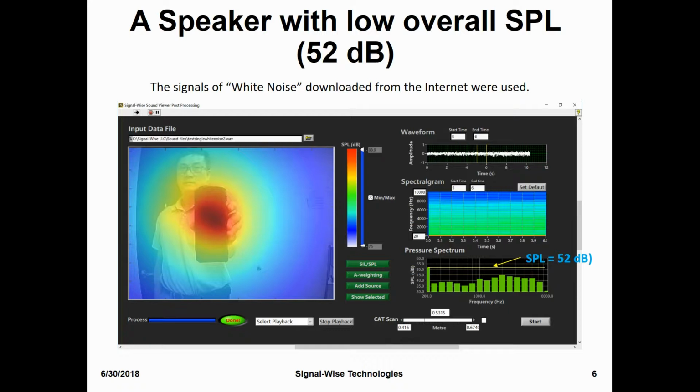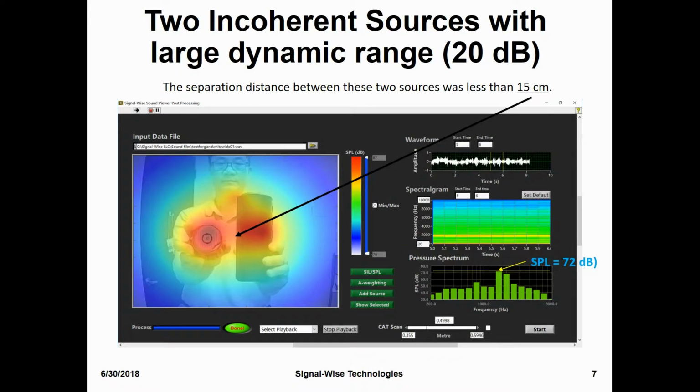Another speaker producing white noise, also downloaded from the internet, was used. The highest level is at 52 dB. These two incoherent sources with very large dynamic range, more than 20 dB, were used.